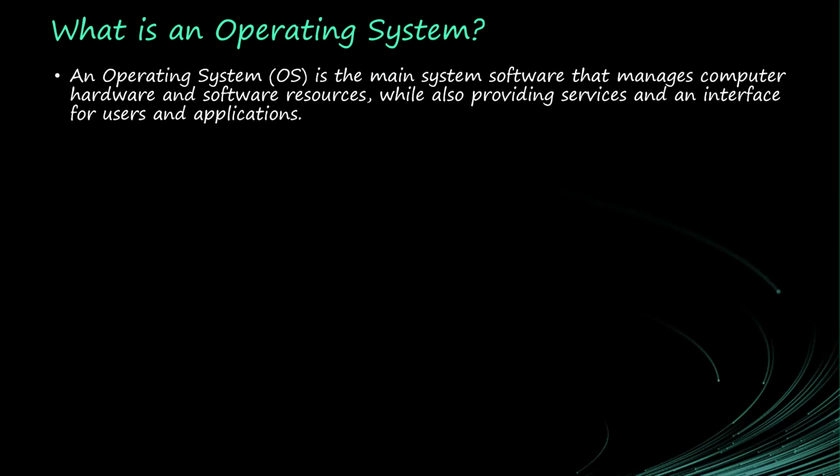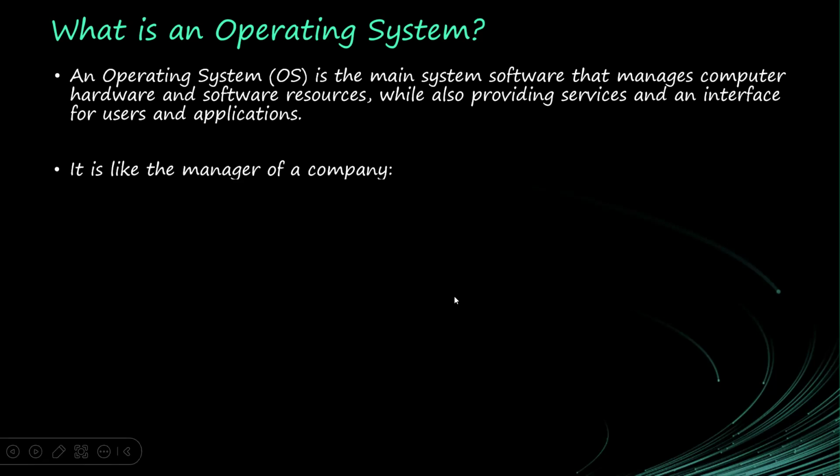The operating system manages the computer hardware and other software resources, while also providing services and an interface for users and applications. So the operating system serves the hardware. It serves other software that you have in your computer. It also serves the users by providing a user interface. It also serves other applications, like your games.